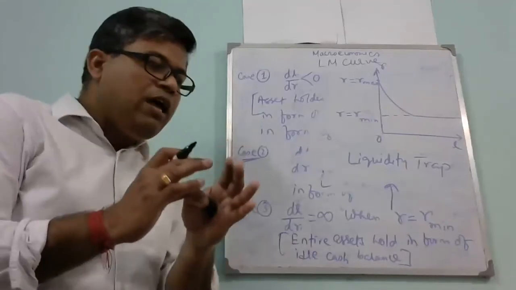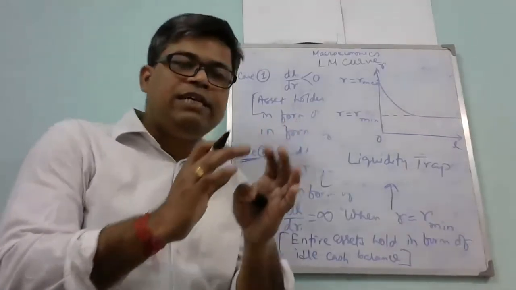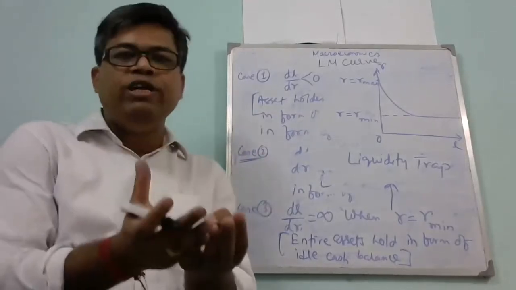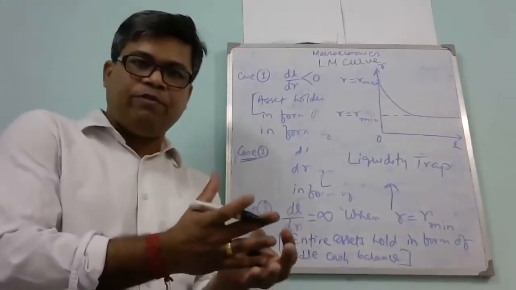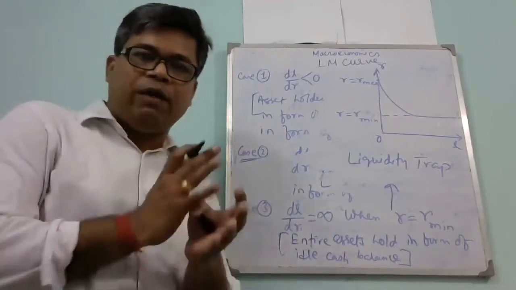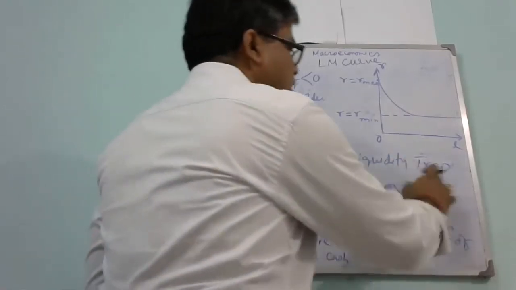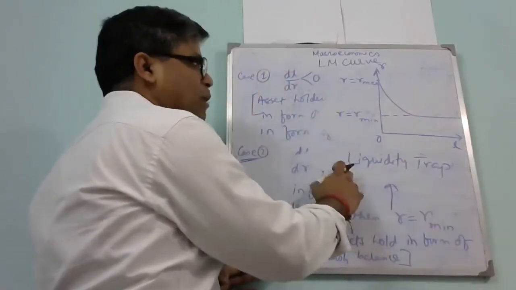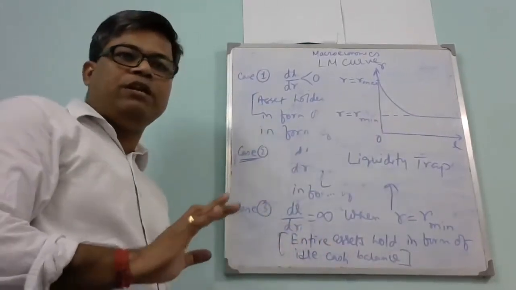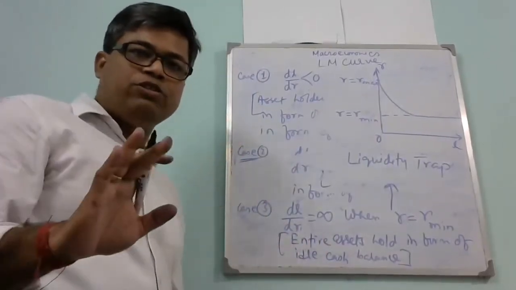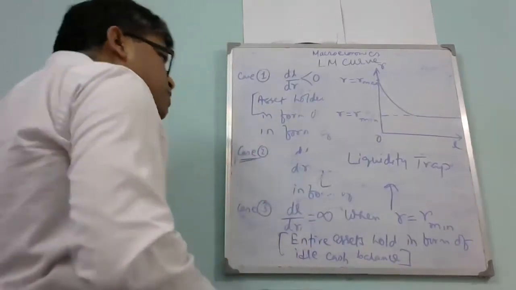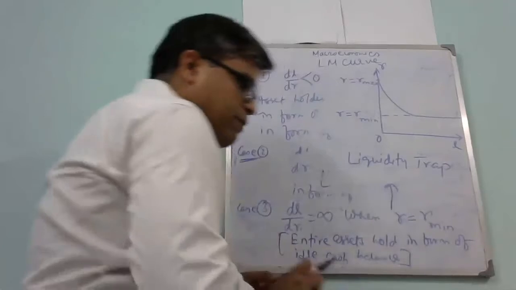So there is a trap. The entire asset is now held in the form of liquid cash balance. So it gets in a trap. All the liquid asset falls in a trap. That is the reason it is called the liquidity trap. And the rate of interest is not going to fall further, because people are not buying the bonds. Price of bond is not changing, so the rate of interest is not going to change. So this is the liquidity trap situation.